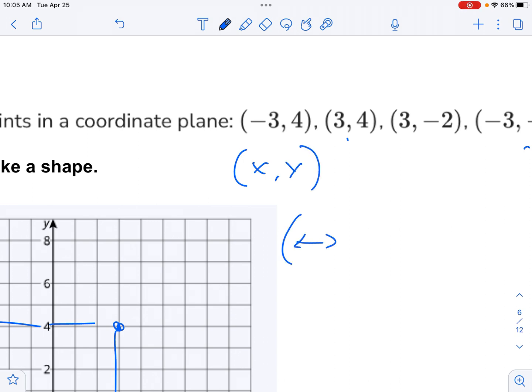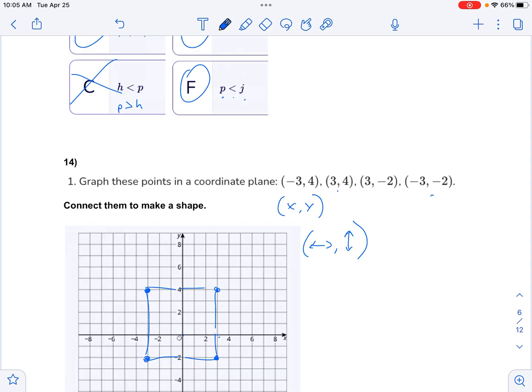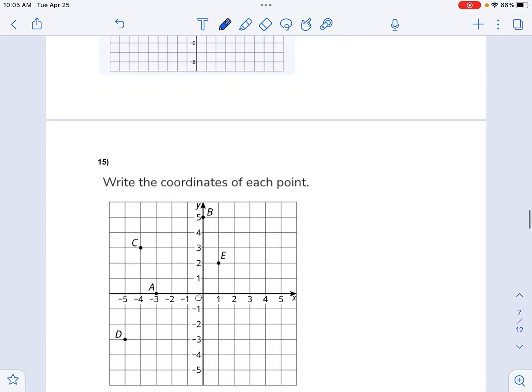Another way to look at it is we go left or right first, kind of like you're on a number line. And then we go up or down second, like you're on a thermometer. So left and right, if it's positive, you go right. If it's negative, you go left. Thermometer, if it's positive, you go up. If it's negative, you go down.